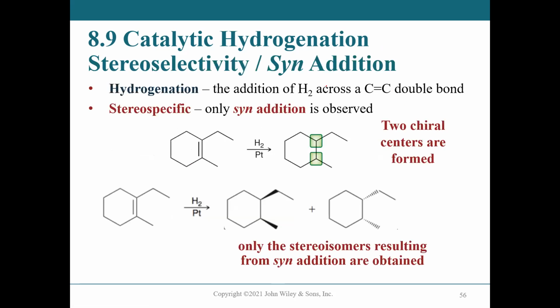Hydrogenation is the addition of H2 across a carbon-carbon double bond. It's stereospecific, only syn addition is observed. So that means the hydrogens are going to add on both sides, so either here, up or down.